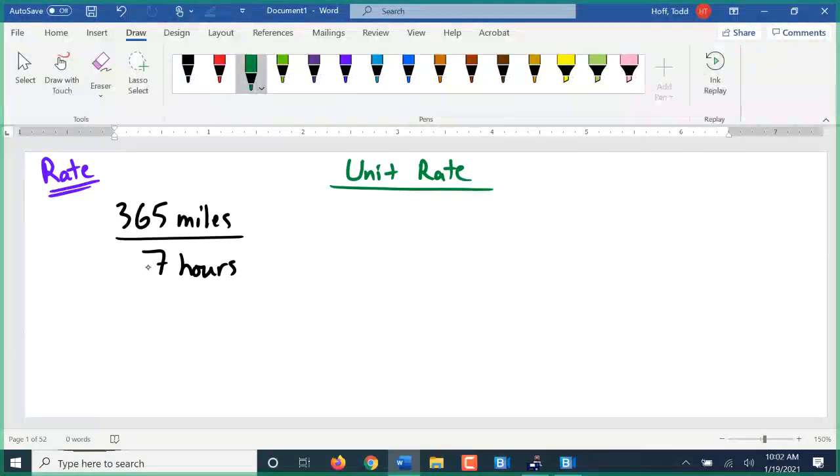So the way we convert it to a unit rate is we look at the bottom number here, which is a 7, and we're going to divide both the bottom and the top number by 7. On bottom, it's pretty simple. 7 hours divided by 7 is 1 hour. On top, 365 miles divided by 7, what is that?